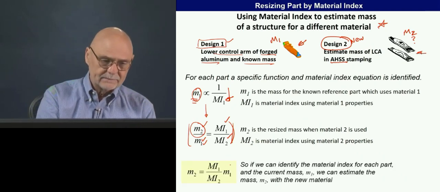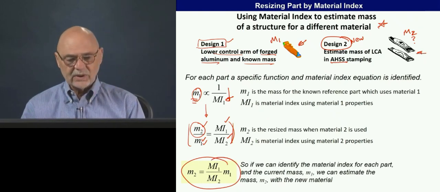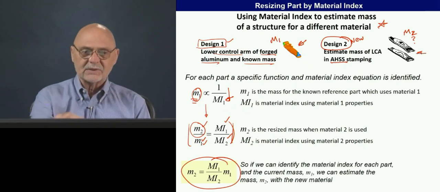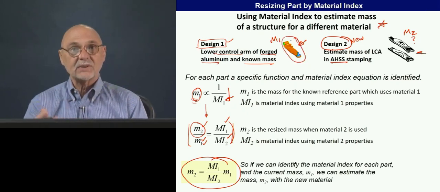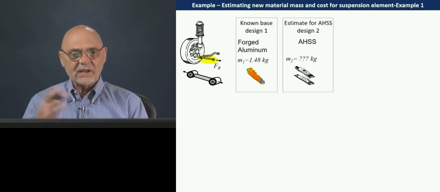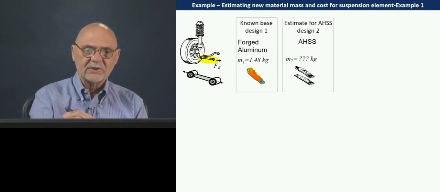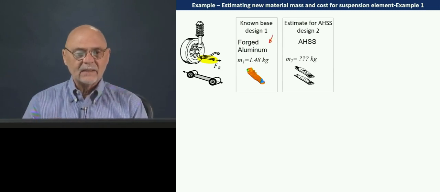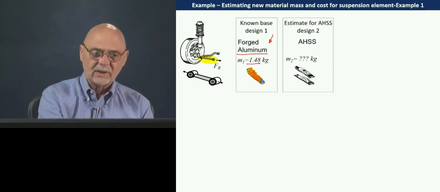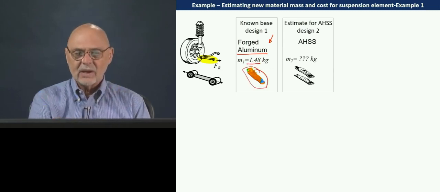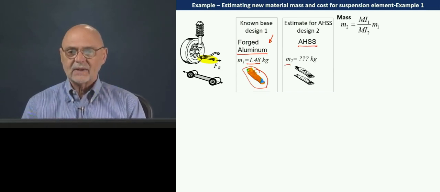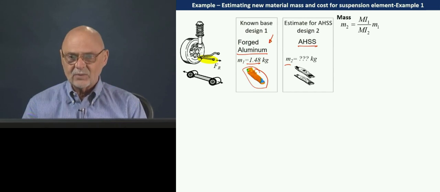So this is the equation that's really relevant here, and the estimate will be much better because all the other design constraints are taken into account on this existing design. Let's take a look at how this would play out. Here's our known base design, forged aluminum, so we know the material properties and the mass of the part. We want to know what this design would be in high-strength steel, and this is the equation we'll be using.